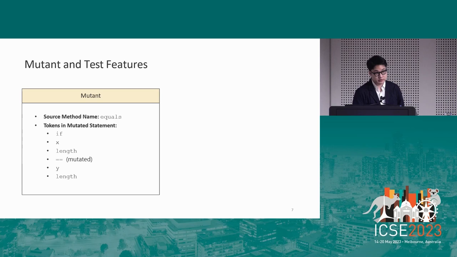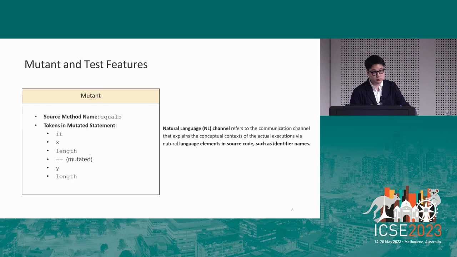Let me briefly introduce what kind of features we have used. These features are based on the so-called natural language channel. It's a communication channel that specifies the program execution, written in the source code, but as natural language. It's the names in the source code, like method, function, or identifiers. By exploiting this natural language channel, we can characterize the mutants as well as the test.